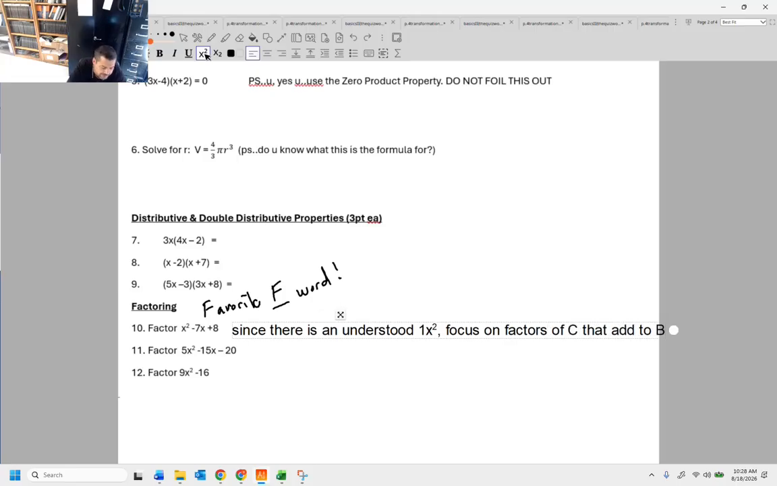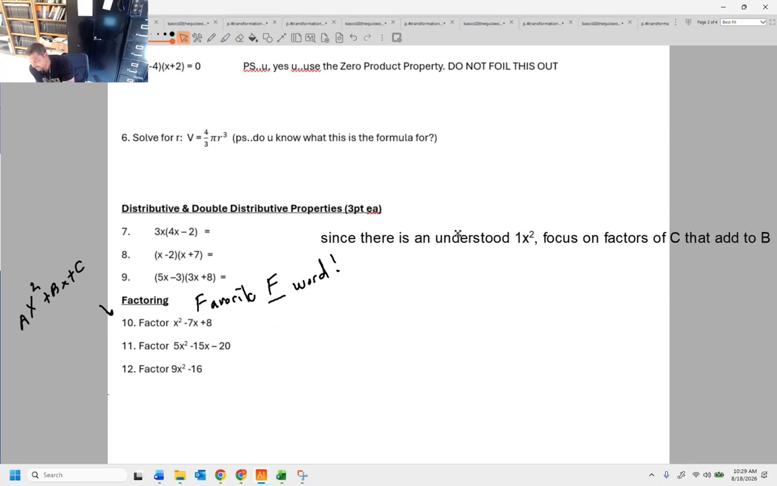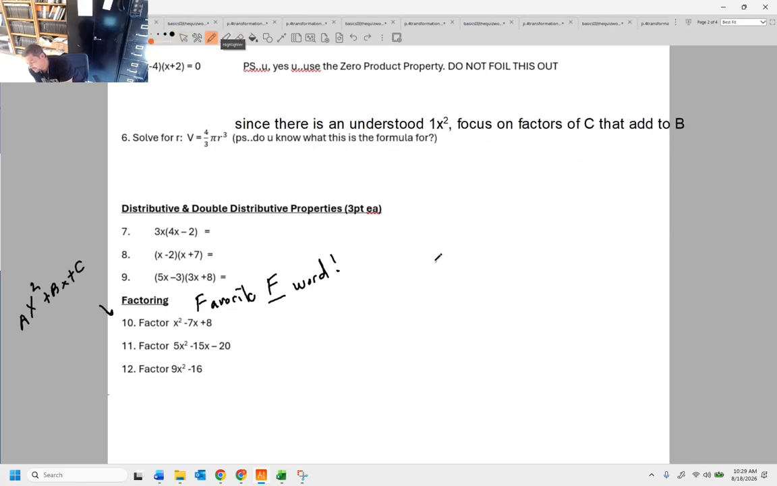Now I'm using letters here, acting like you know something. You are supposed to know when you enter Algebra 2 what's called STD form of a quadratic. It's ax squared plus bx plus c. So a is 1, b is negative 7, and c is 8. Now, are there factors of 8 that add to 7? They are if you think about signs. So I know that 1 times 8 is 8, and I know that 8 minus 1 is 7.